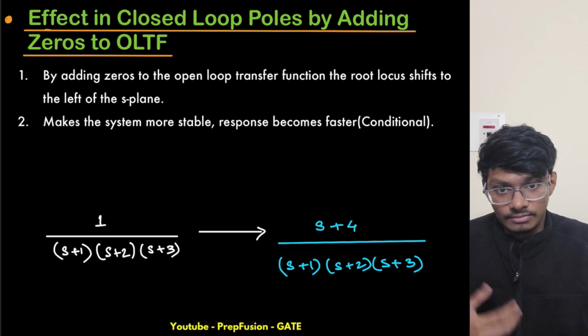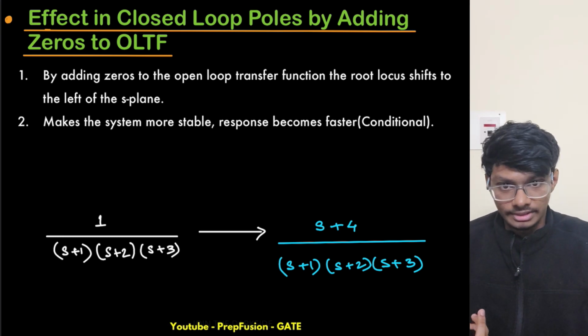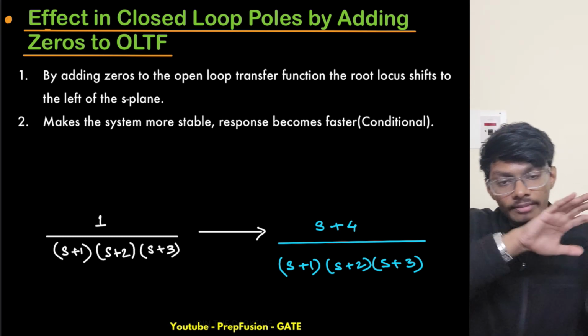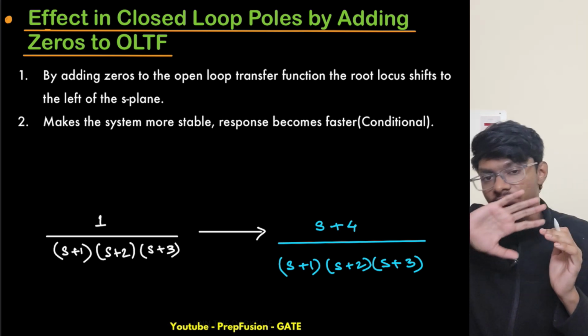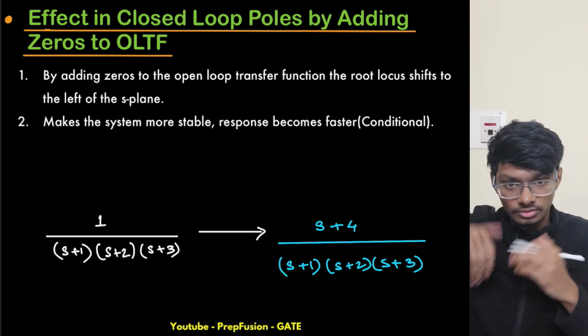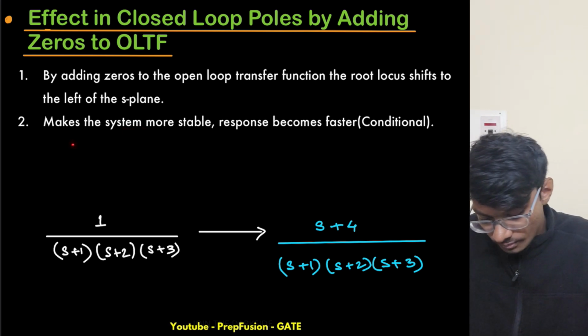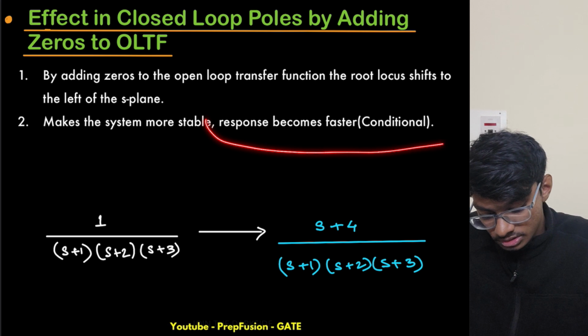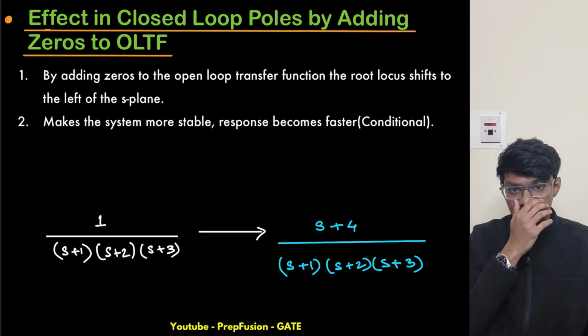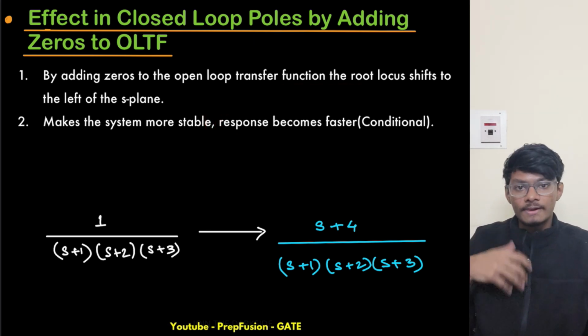Now what does this mean? It obviously makes the system stable, right? If initially it was going right, now I'm trying to push it back towards the left. So whatever roots are there in the left of the j omega plane, it will make the system stable. It will just do the opposite effect. It will make the system stable, and the response becomes faster. But this is conditional, right? Why? Let's see.